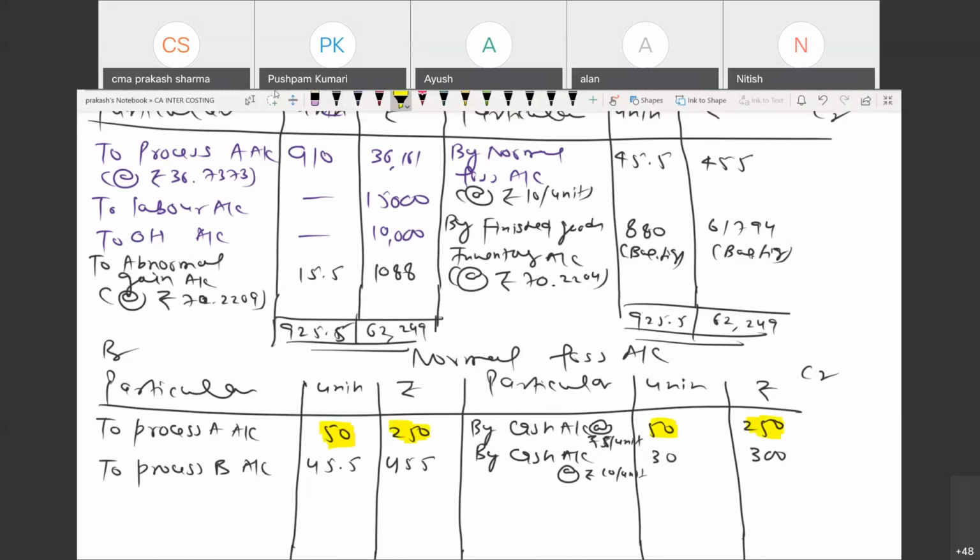But in case of process B, we estimated that our normal loss would be 45.5 units. But by the end of process B, we came to know that there is abnormal gain of 15.5 units. What is meant by abnormal gain? Whenever there is abnormal gain, it implies that your normal loss is lesser than expected.